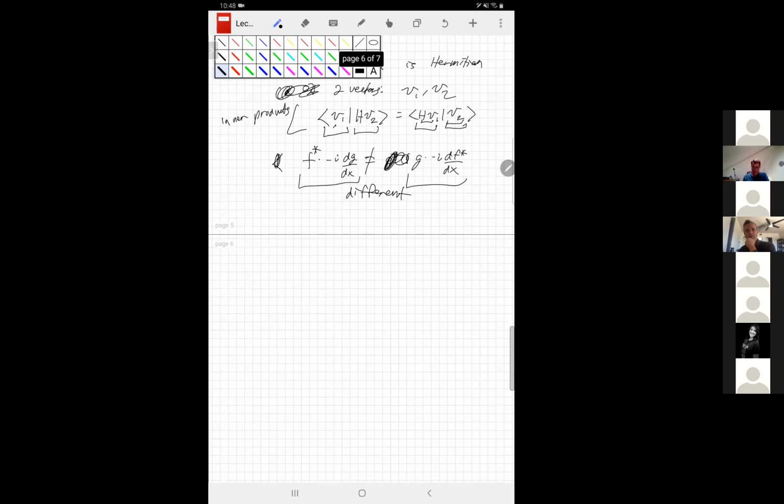So the question I should be asking is this: is the integral from a to b of f star of x times minus i dg/dx dx equal to the integral from a to b of the other ordering? And I should really be writing it like that. You'll see why. It's not equal to the same. Is that equal to, I'll write it like this.